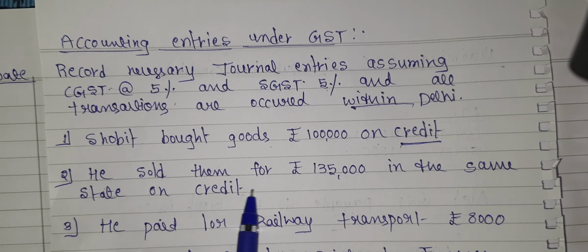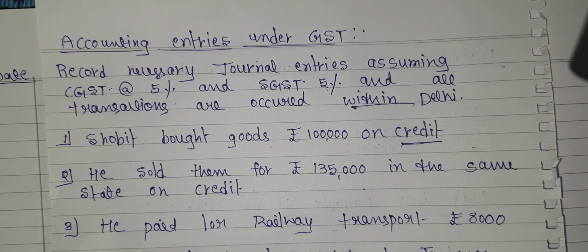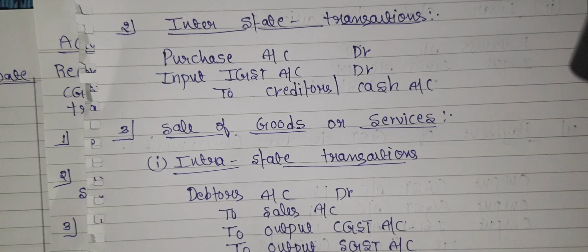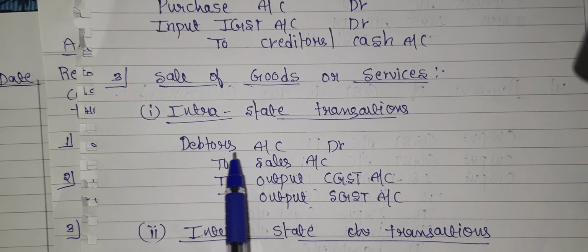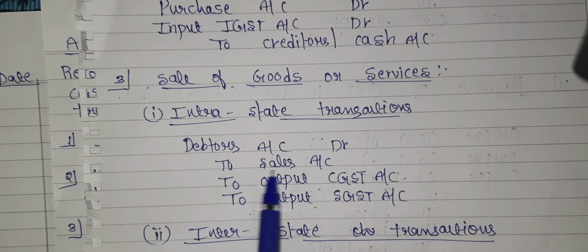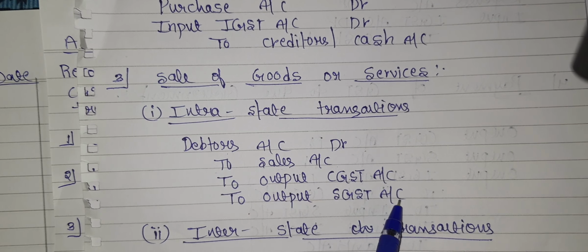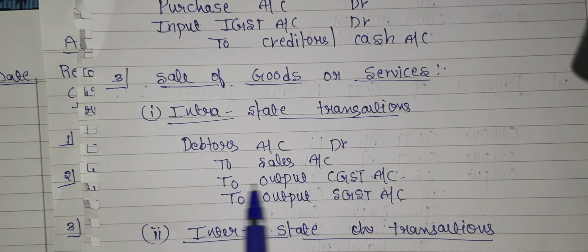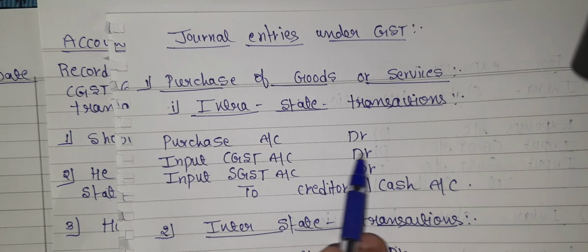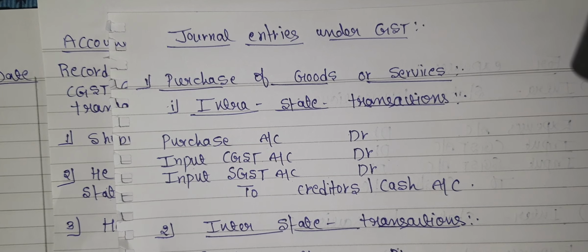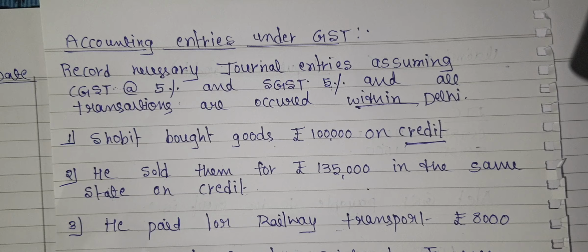Second entry, he sold them for rupees 1,35,000 in the same state on credit. Means now we have to pass the journal entry related to sales under intrastate transactions. So the journal entry is debtors account debit to sales account, to output CGST account, to output SGST account. Here for sales, output CGST account will come, and for purchase, input CGST account and SGST account are to be debited.